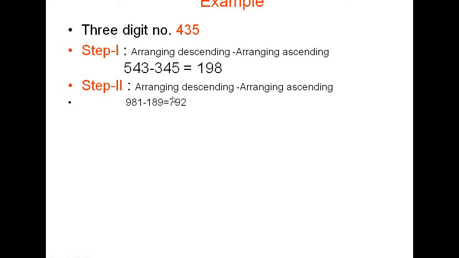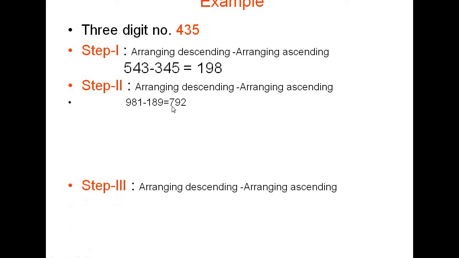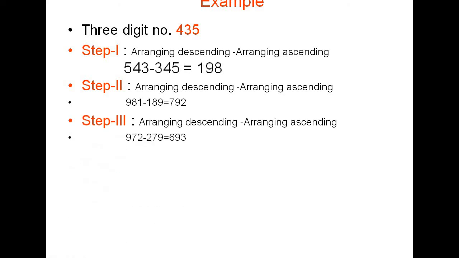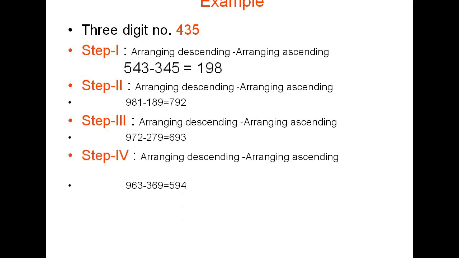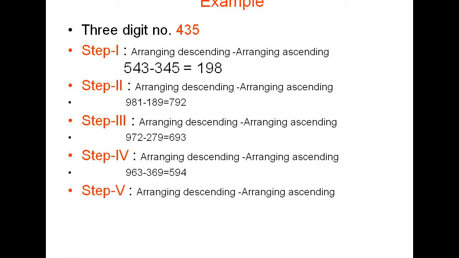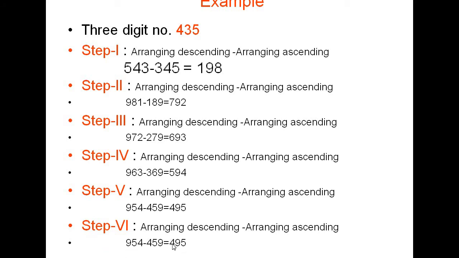Again we have to rearrange this number and write descending order minus ascending order. Then I will continue this process. We get this descending order and ascending order. Now again from the 693 number we write descending order minus ascending. We get 594. This 594 we again write in descending order minus ascending order. We will get this number 495. Now again we are getting this 495.